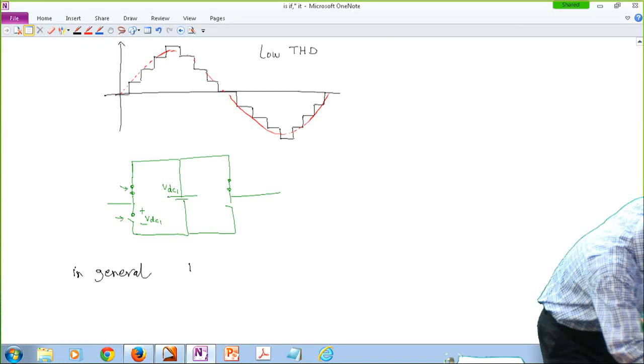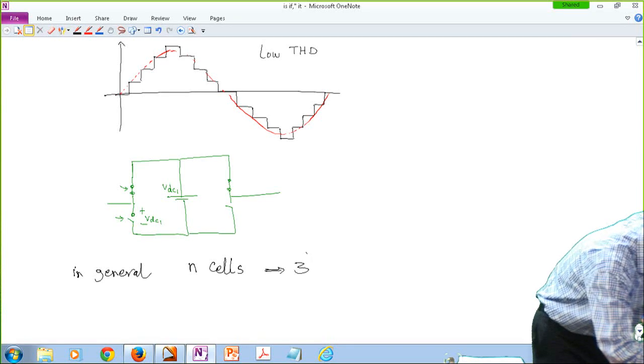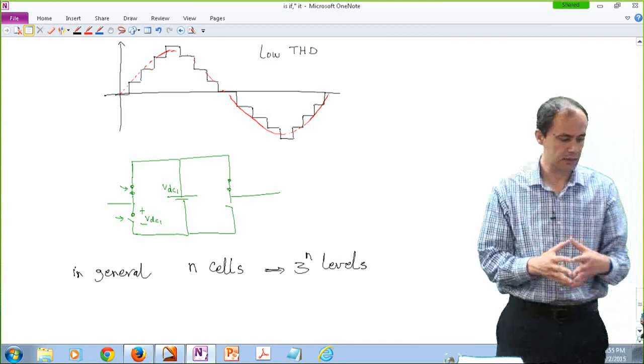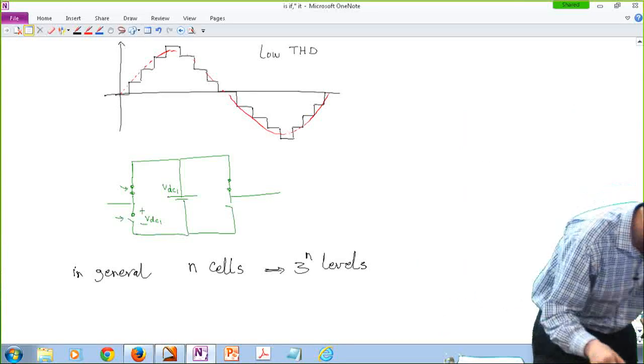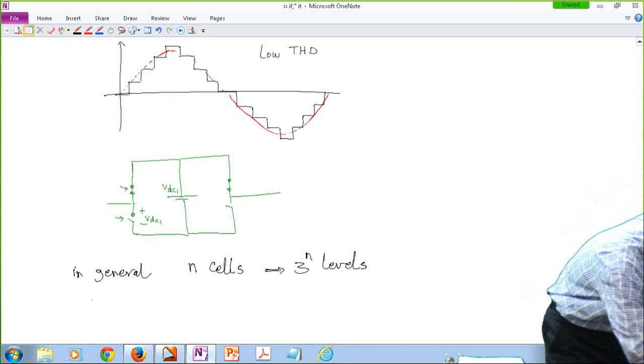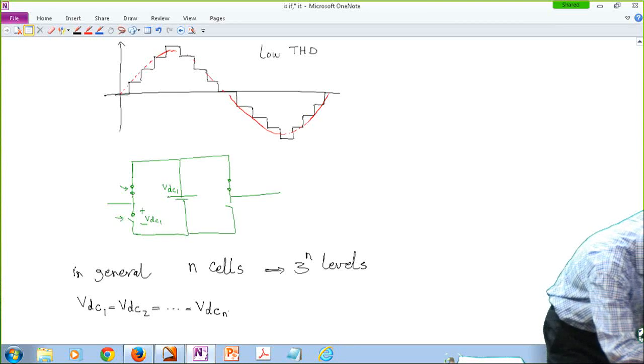if we have N cells, like here we have 2 cells, maybe later you have 3 cells, you can have 3 to the power of N levels. Okay? So here I had 2 cells, so I can generate up to 9 levels. Okay. Now, what if all of your voltages are identical in terms of voltage values? Then you only have 2N plus 1 levels. Okay?